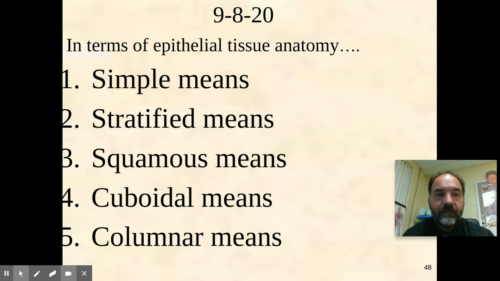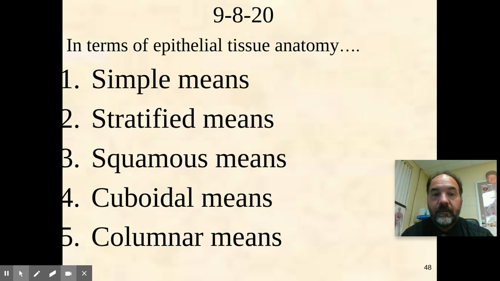First of all, simple means one layer. In terms of epithelial anatomy, there are some epithelial tissues that have one layer of cells. Stratified means many layers, like the layers of the skin are stratified. Those cells come in numerous layers. The word squamous means flat. Cuboidal means cube-shaped. And columnar means columnar-shaped.